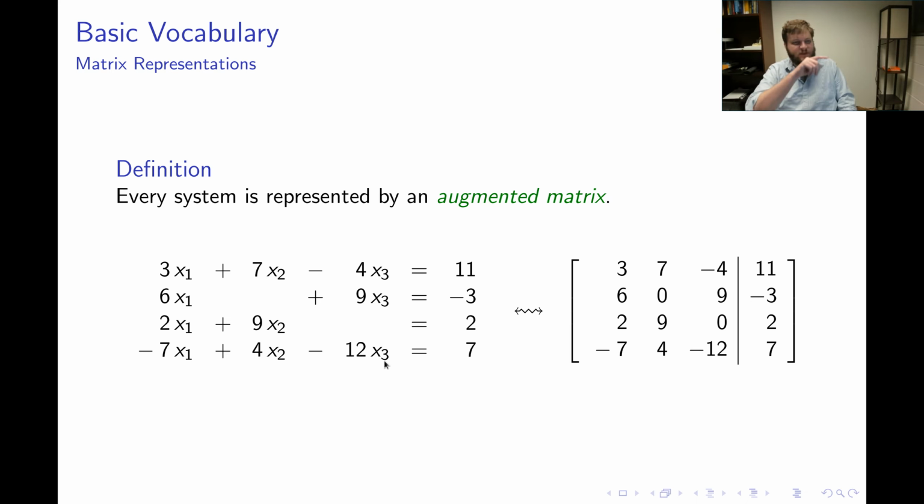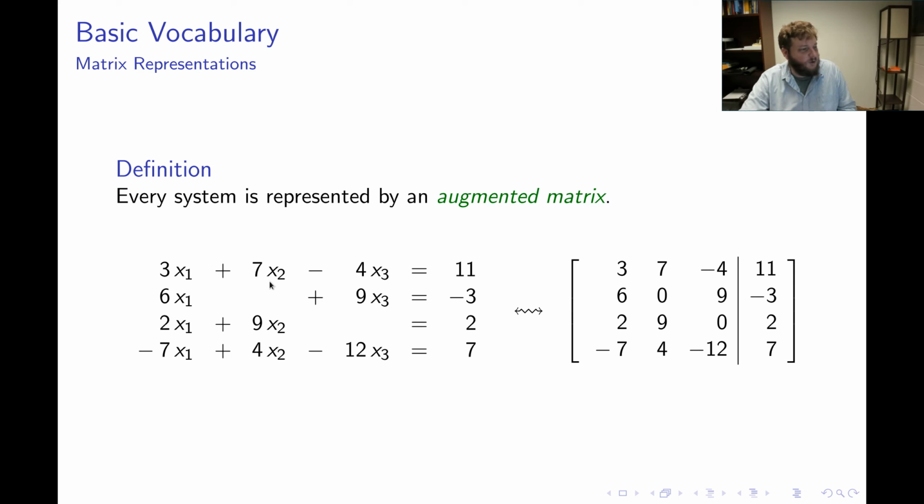Now, when I look at the data in this system, the idea here is that it's not really the variables that are playing the most important role here. It's the coefficients of the variables that define the system. So what we do is we go to every equation and we take out the coefficients of the variables and we put them into a matrix. So you'll notice here that the coefficients in the system for x1 are 3, 6, 2, and -7. That becomes the first column of my so-called augmented matrix.